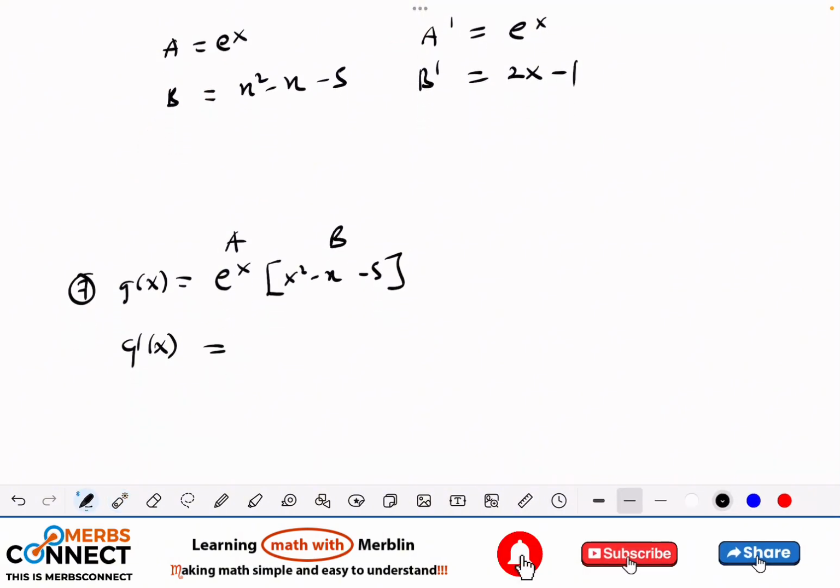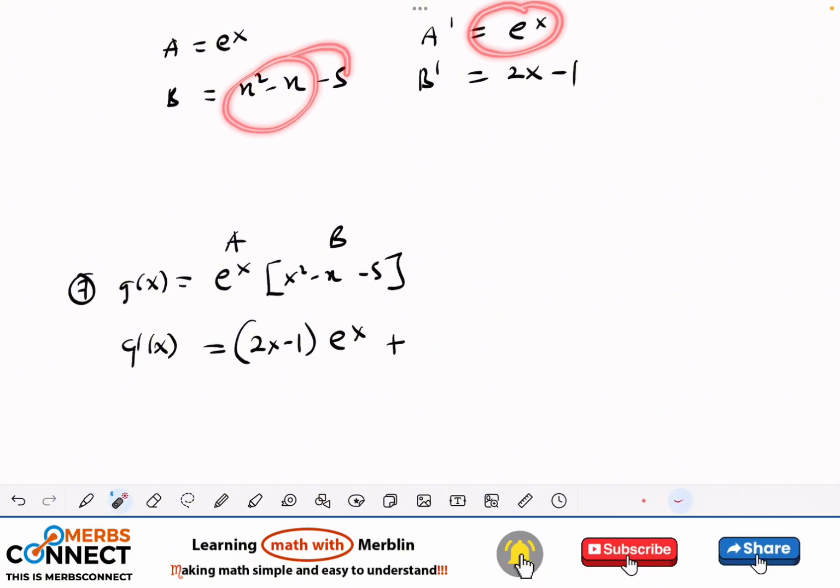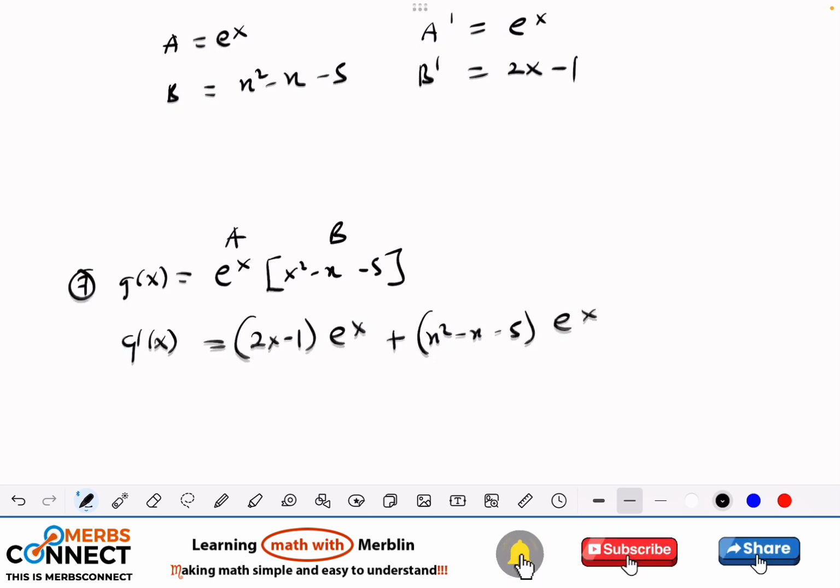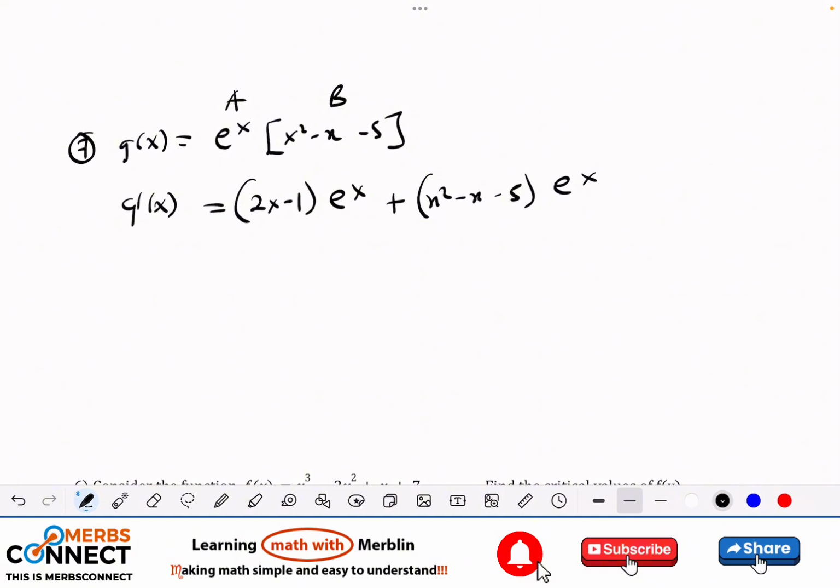So it means that if this one multiplies this, we are going to have 2x minus 1 times e to the power x, plus, if this multiplies this, we are going to have x squared minus x minus 5 times e to the power x. So this is what we are going to get. So here now, we need to figure out how we can group this in a way that we can see the values that are going to make the function 0, right?